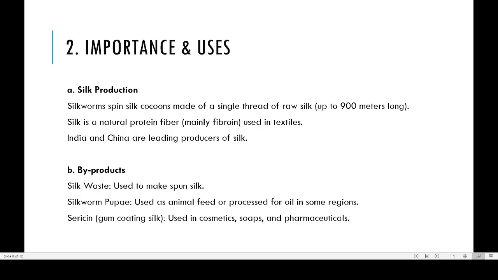Now what are the uses of this Bombyx mori? Here you can see that one is silk production. Almost all of you have the idea, but you have to list it in a proper way. It spins a silk cocoon made up of a single thread of raw silk. If you take one cocoon, where the silk is present, the length of that single thread will be up to 900 meters. That is nearly 1 kilometer. So that will be the length of the single silk thread produced by one larva. So it is a very long thread.